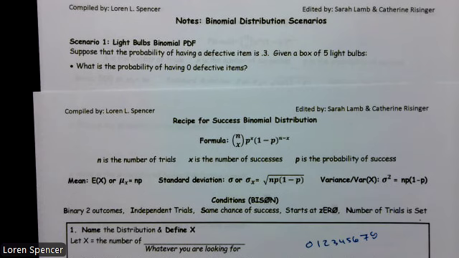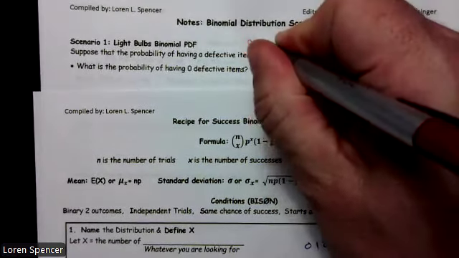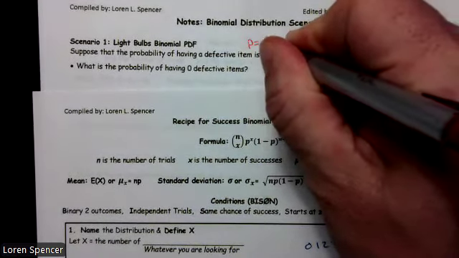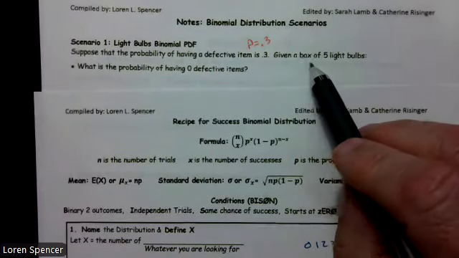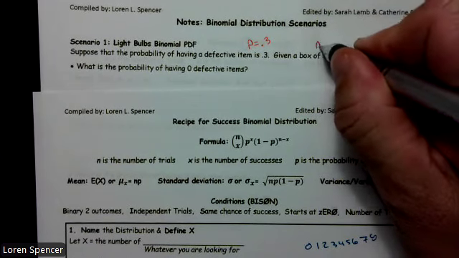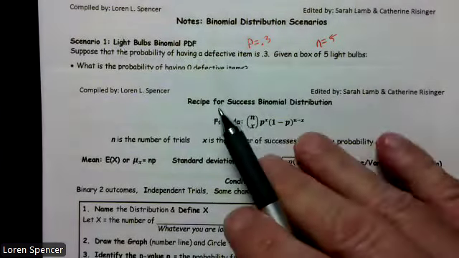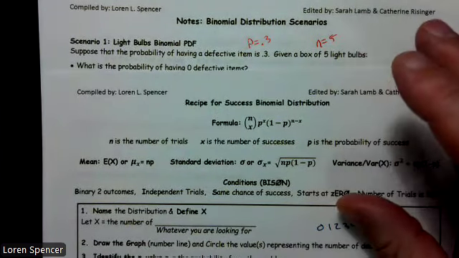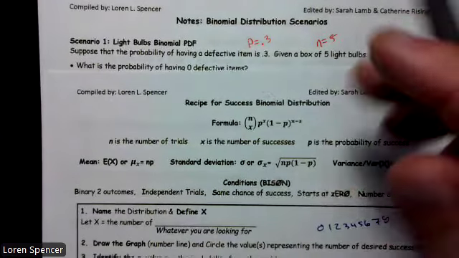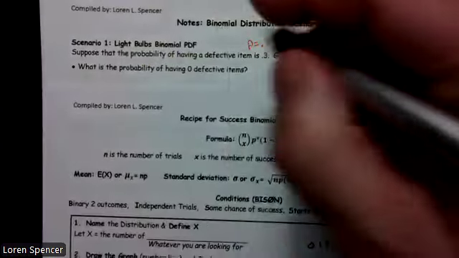So this is scenario one about light bulbs. Suppose that the probability of having a defective item is 0.3. They're telling us a probability right here, 0.3. That's kind of important, and we're going to assume that it doesn't change. Given a box of 5 light bulbs, that means I have a group or a sample of 5 light bulbs. Then it says, what is the probability of having 0 defective light bulbs? Well, my success in this case would be having 0 defective light bulbs.